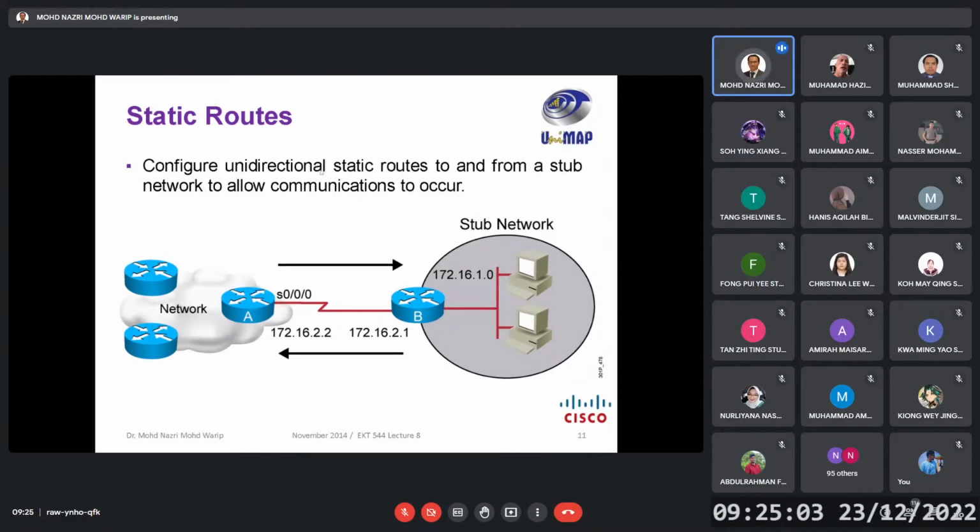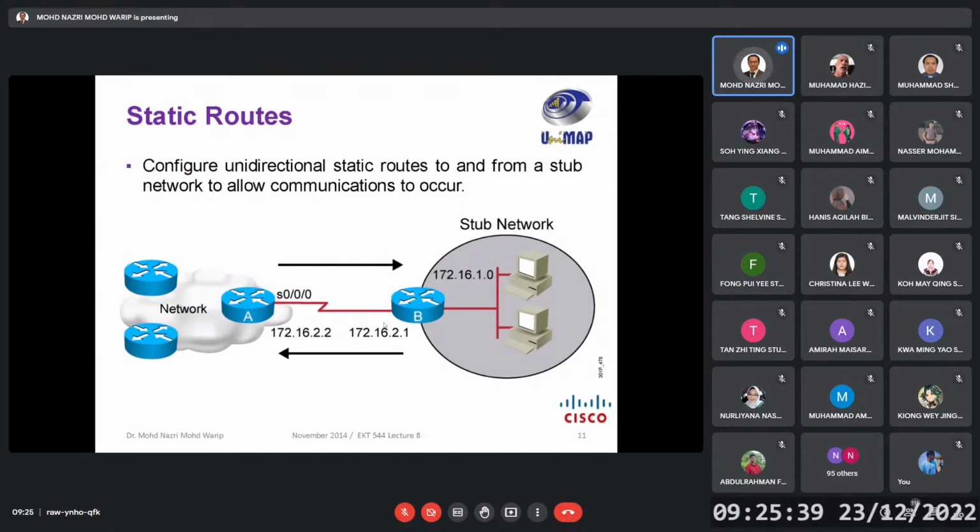Okay, so what happens? Static route is what you configure, for example here. This one is interface serial 0/0/0, and the IP address is 172.16.2.2. This one is a private IP address. Actually this one is for the purpose of academic. We can use 172.16 if this one is a private link.